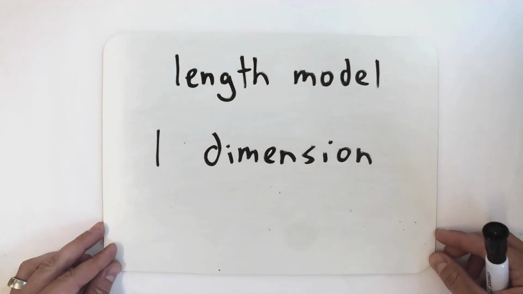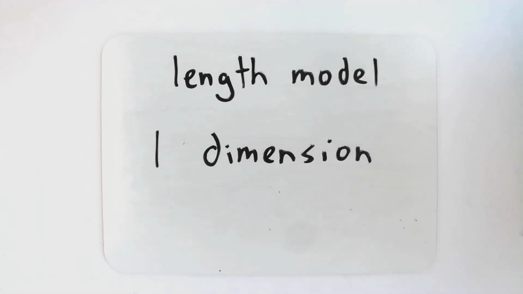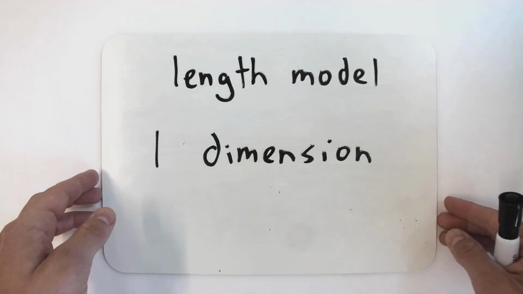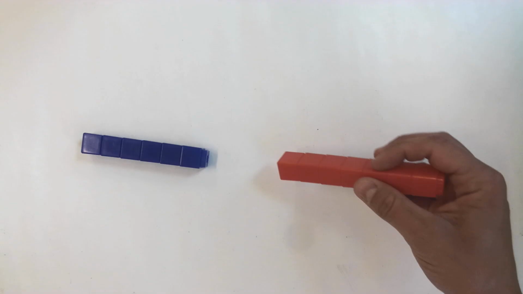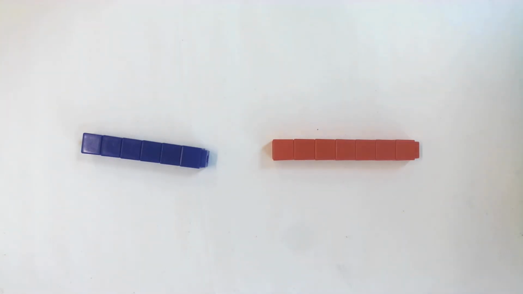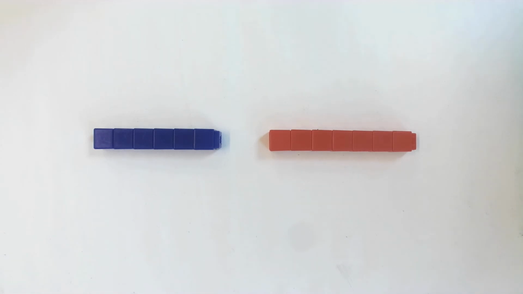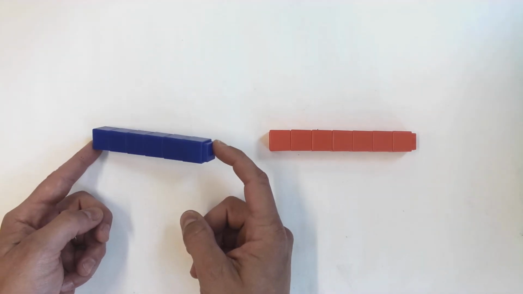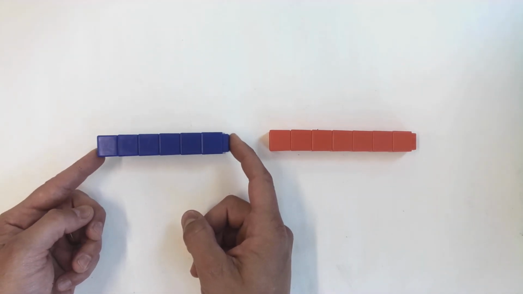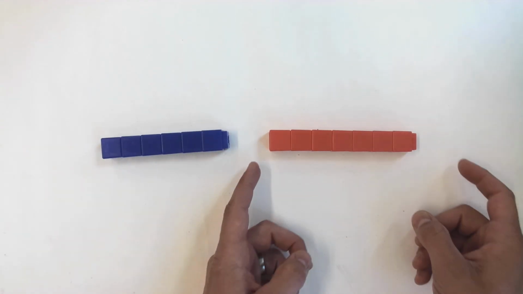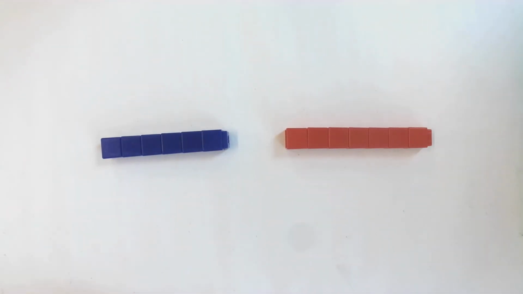So the other type of model that we'll use for addition is going to be a length model. So this is where we actually have one dimension that we're measuring, which again is going to be the length. Okay. So a concrete example of this is just going to be our connecting cubes. So I'm going to use the same problem that we did with our 10 frames and counters. So here we have just some connecting cubes connected together, some blue ones. So we have 6 right there, and we have 7 red connecting cubes.